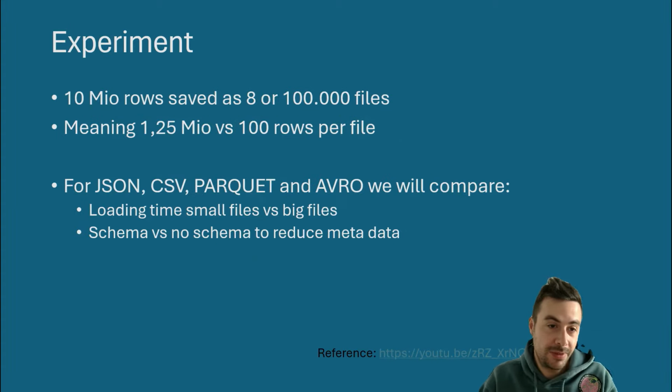So, what are we doing today? We're going to have an experiment, pretty similar to the one you saw in the previous video, which I'm going to link here, where we compare the performance with and without schema. We have 10 million rows. I'm going to show you the data set in a second, where we have once 8 files and once 100,000 files. That means 1.25 million rows per file versus 100 rows per file.